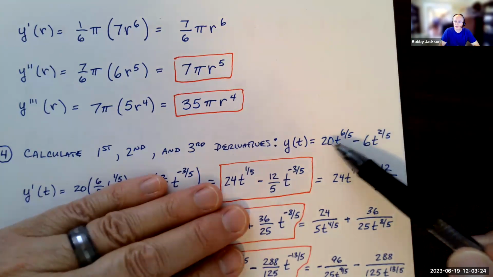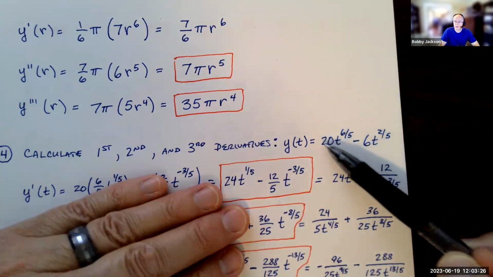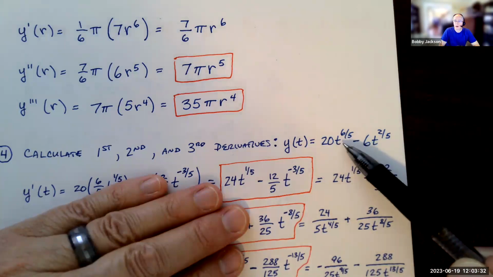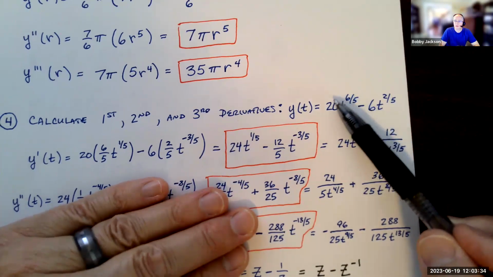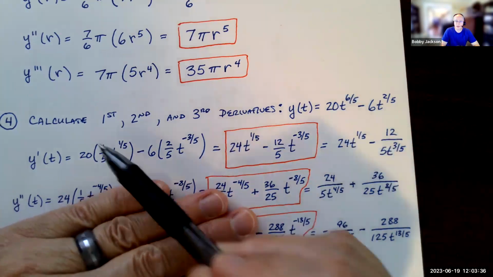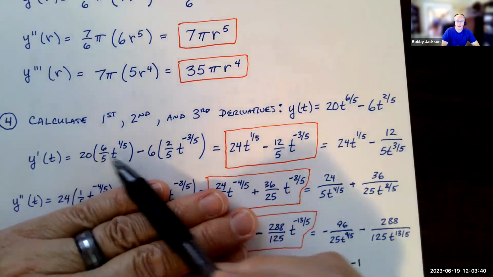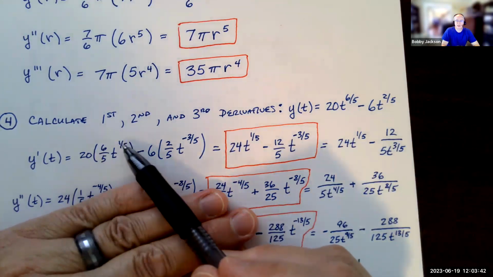We have a difference rule. First of all, I'm going to take the derivative of this first one minus the derivative of the second one. And then we have constant multiple rule and power rule. So with the first function here, taking the derivative, 20 is a constant multiple, pull it out. Power rule, bring the 6/5 down. And subtract 1 from 6/5, that's 6/5 minus 5/5, which is 1, I get 1/5.